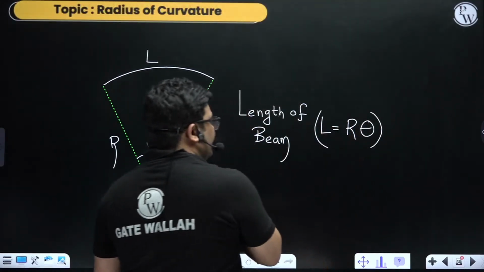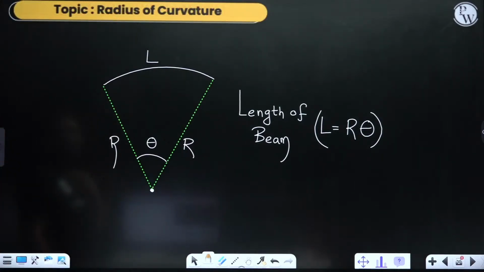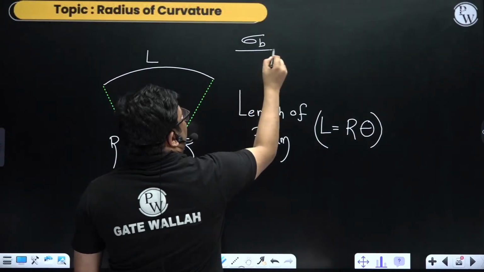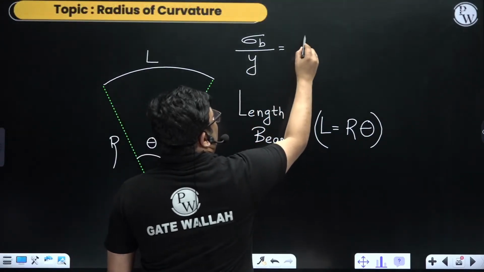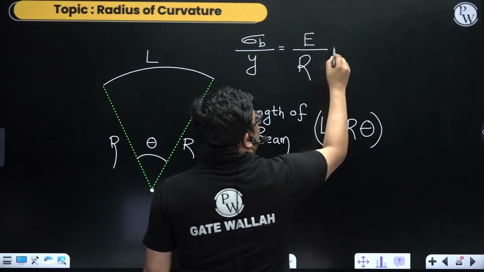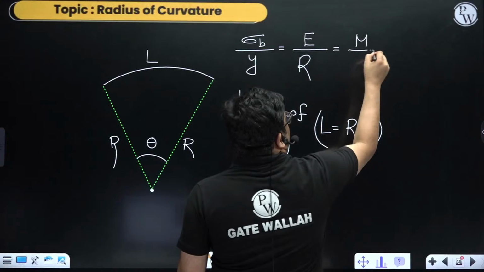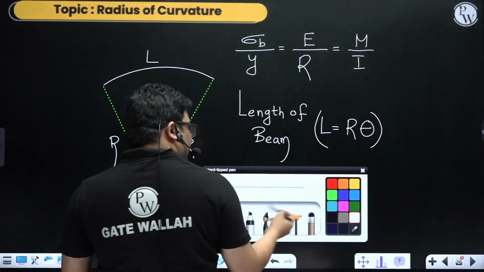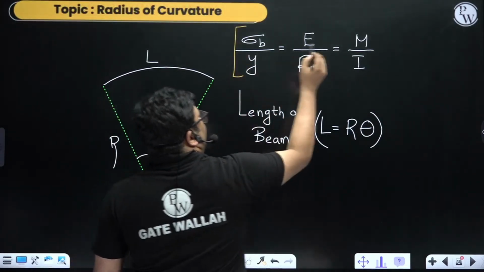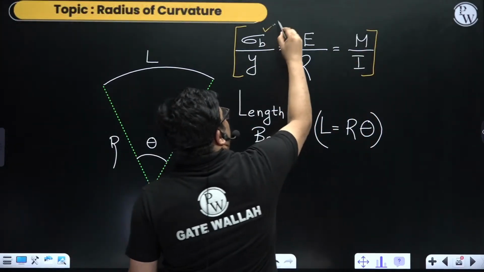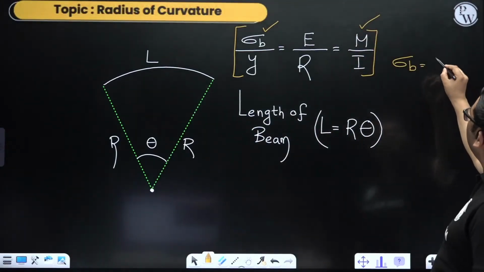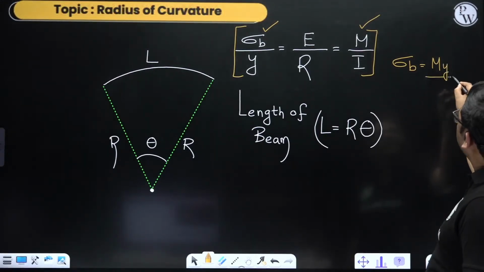Also there is an equation. The equation is the bending stress by Y is equal to the modulus of elasticity by this radius of curvature is equal to M by I. This equation is known as the equation of pure bending, the theory of pure bending. So by equating this and this, I got my bending stress equation: bending stress is equal to My by I.